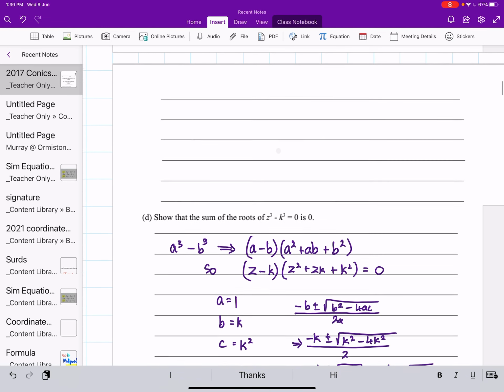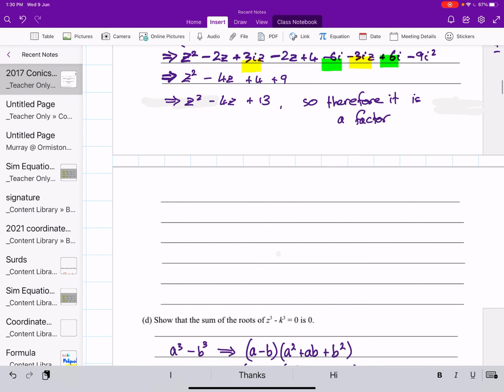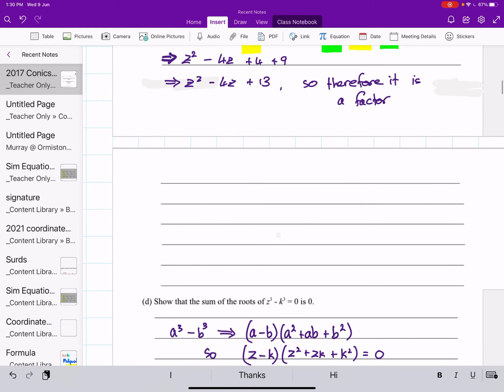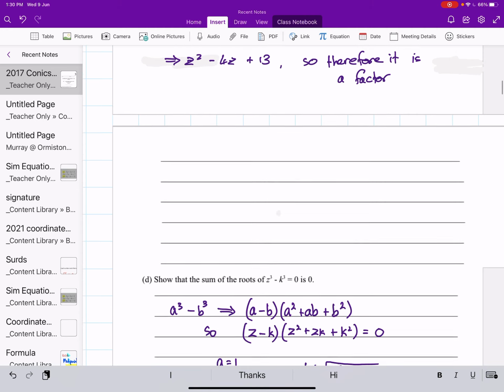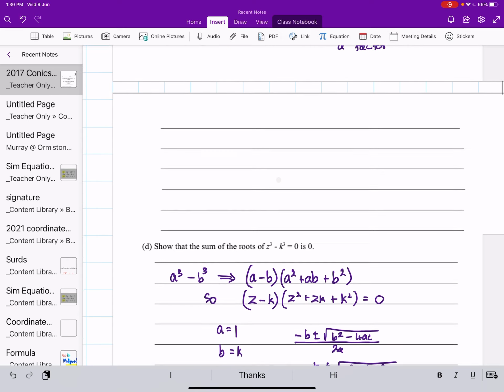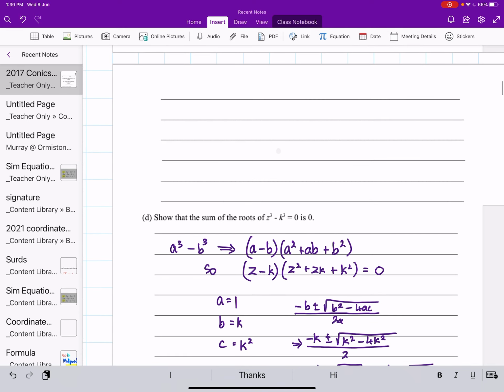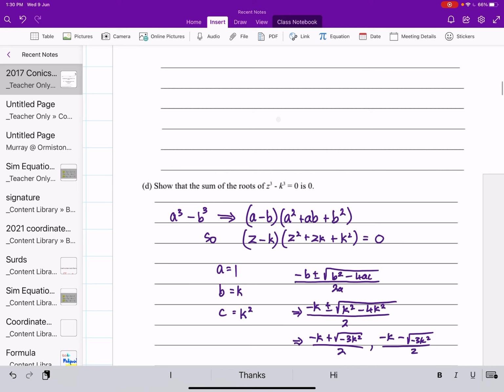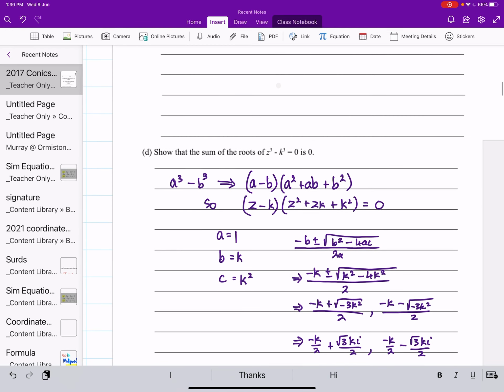The next question, we want the roots there. We start with the formula a cubed minus b cubed. That will give you that particular answer. So apply that to z and k. When you've done that, use the quadratic formula for the second bracket. You'll find out what k is, work it through.